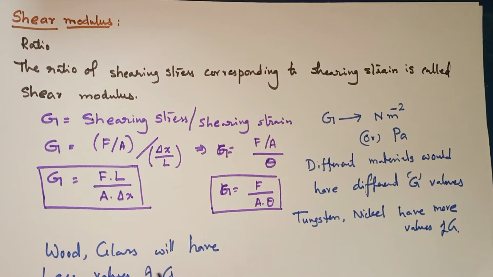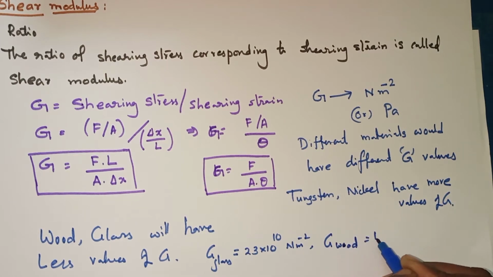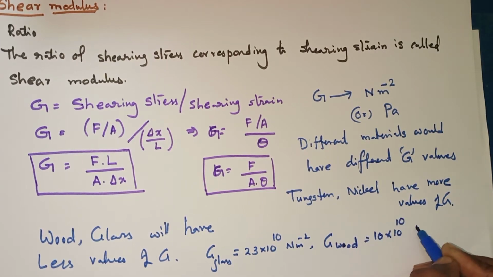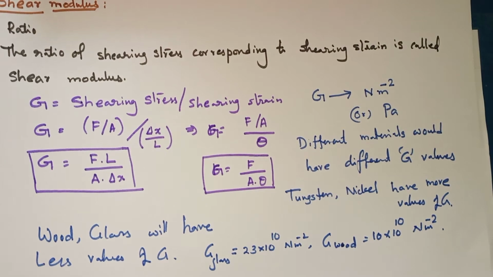What is a low value for G? G of glass is approximately 23 into 10 power 10 Newton per meter square. G of wood is approximately 10 into 10 power 10 Newton per meter square. In that way, the shear modulus can be defined.